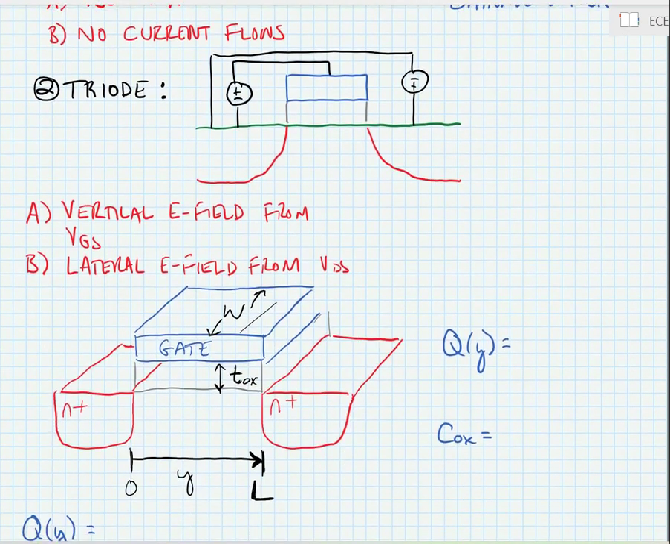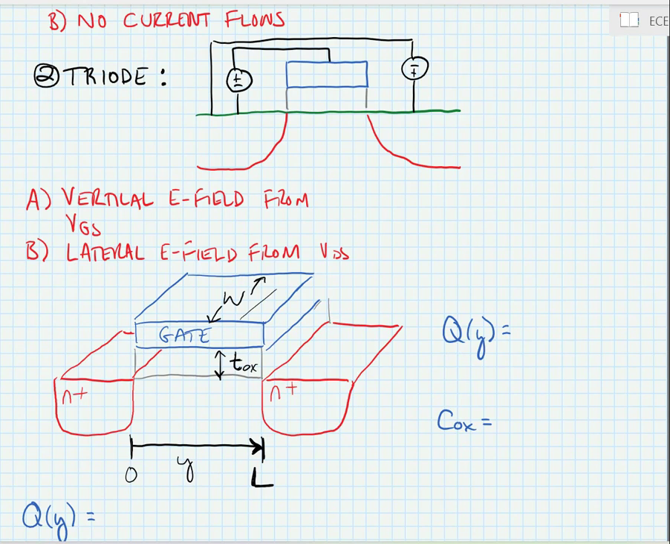Now in the triode region, we're going to add a couple of voltage sources here, and we're going to explicitly say that the one that's connected between the gate and the source, VGS, is greater than VTH. And we're also going to say that VDS is greater than 0. So here we have our drain electrode.